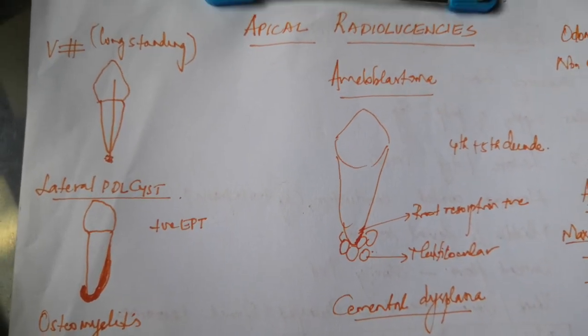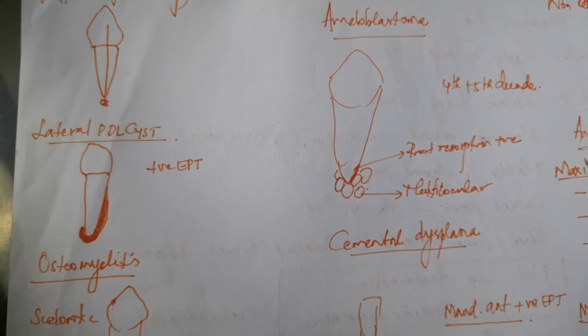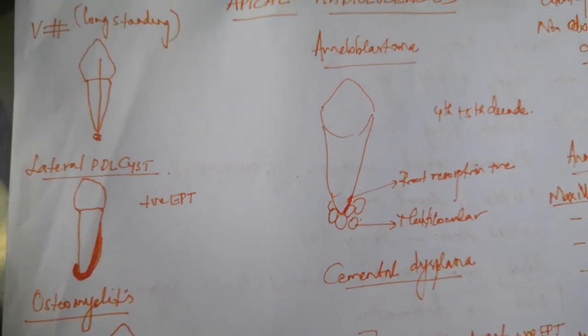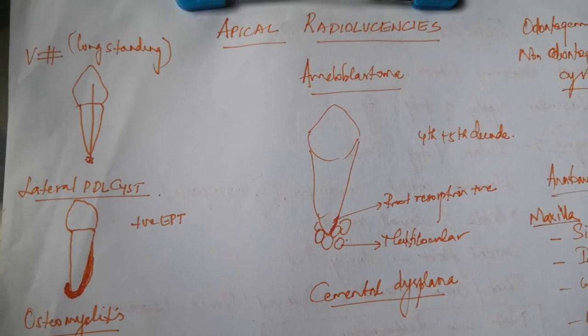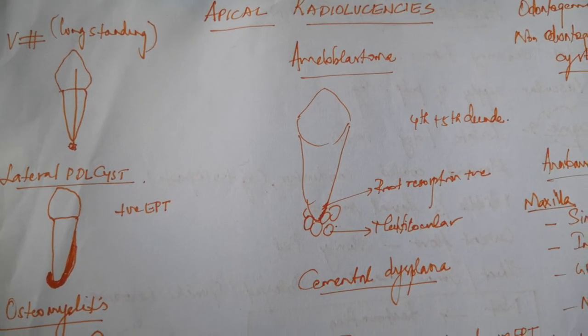What you have to think when you see apical radiolucency is that it should not necessarily be an apical abscess, rather you have to think in multiple angles before even coming to a definitive diagnosis.